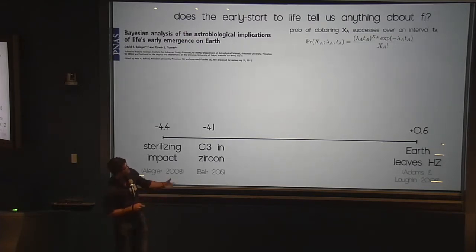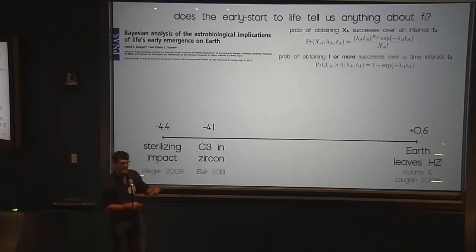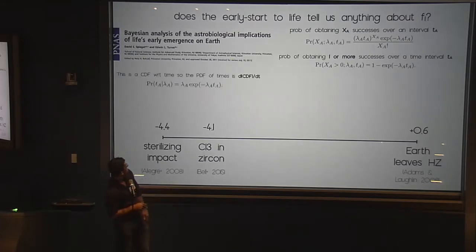They treat it as a Poisson process, so the number of successes of abiogenesis events is given by some rate. You only care about having one or more successes. It doesn't matter how many times life succeeds. Once it gets going, it's taken over. Then we have to take a derivative of this if you're interested in the time of arrival, because a Poisson process is defined over a time interval, TA. So it's like a cumulative distribution. If you want to know the time at which life started, you have to take the derivative of this.